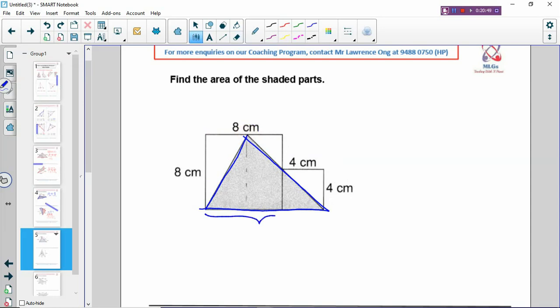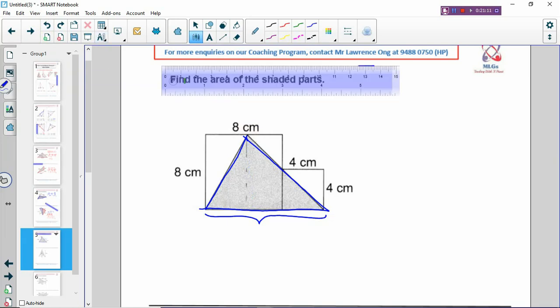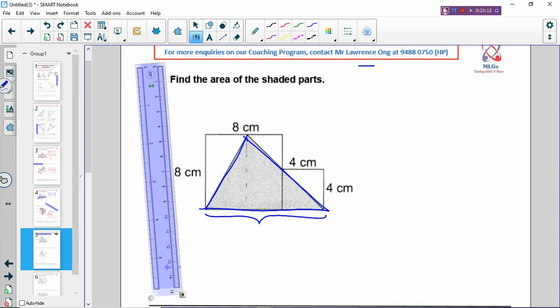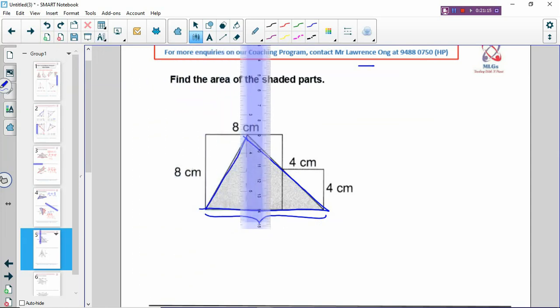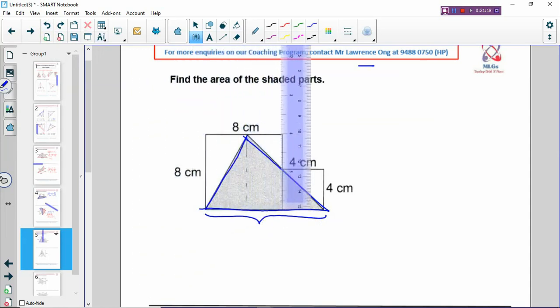So you just have to find the base. Make sure when you choose the side as the base, you can also find the height. So where's the height? The height must be over here using your ruler. Let me just draw a bit nicely. If I choose this as the base, which is the arrow sign there, then the height must be... you can see there are a few lines that are parallel. Which one is the correct line that's parallel?